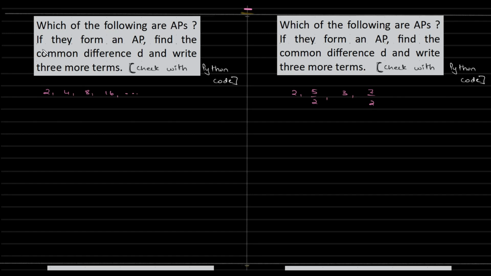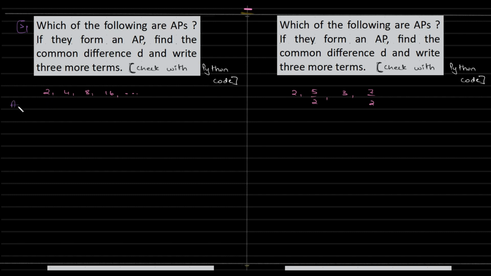Which of the following are APs? If they form an AP, find the common difference and write three more terms. So basically, we have to check if the sequence is an AP. This is a sequence following a particular rule. Is that rule applicable? I mean, is it the same as the definition of an AP? That is what we have to check.